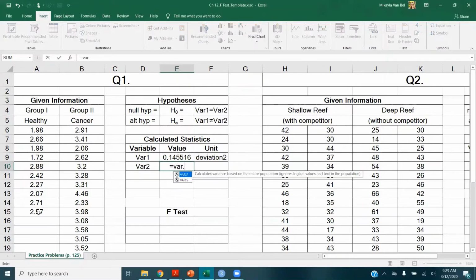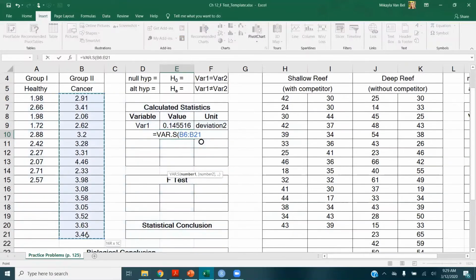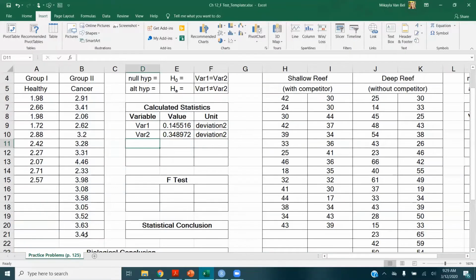We'll also use var.s. We'll select all the data from this second group, and the unit is again deviation squared. This gives us enough information to start the F-test, which I've put in a different table down here.